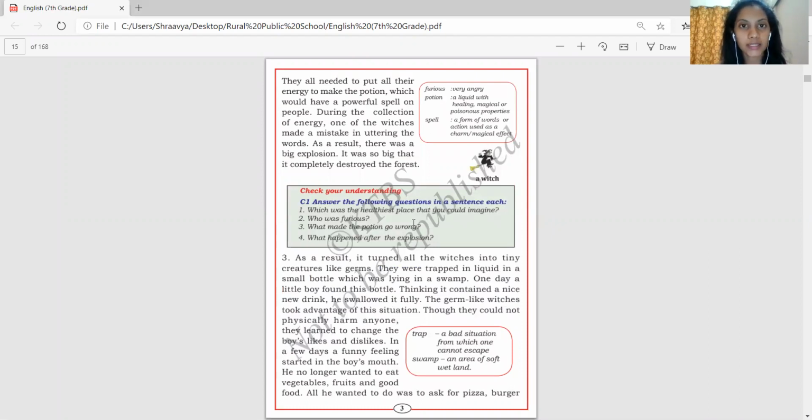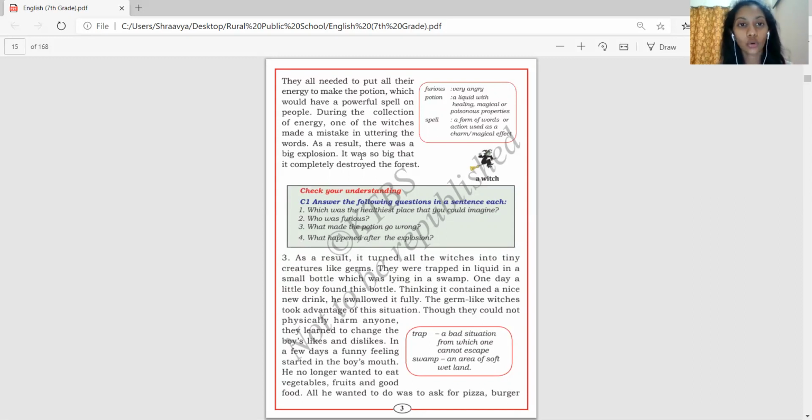They moved on to the next page. They all needed to put all their energy to make the potion, which would have a powerful spell on people. What is the meaning of spell? A form of words or action used as a charm or magical effect. So they wanted to put a spell, which means that whenever someone drinks that, they lose the desire to live.